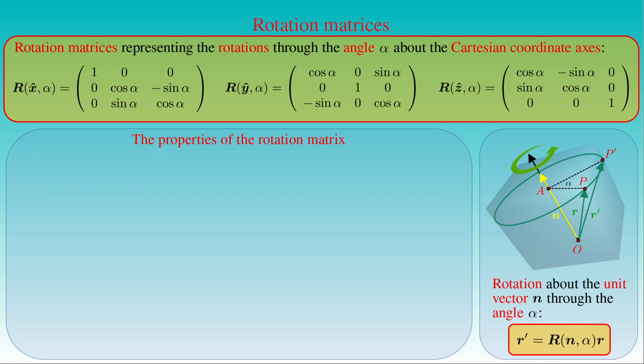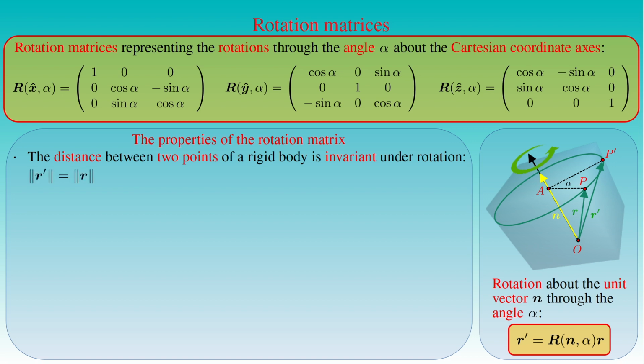This distance is therefore invariant under the rotation of the body, and the length of the position vector r with the tail on the axis does not change when the body is rotating about the axis. As a result, the magnitude of the position vector r' of the point after the rotation is equal to the magnitude of the initial position vector r. In other words, the scalar product of the vector r' with itself is equal to the scalar product of the vector r with itself. Here the position vector r' can be written as the product of the rotation matrix R_n(alpha) and the position vector r.